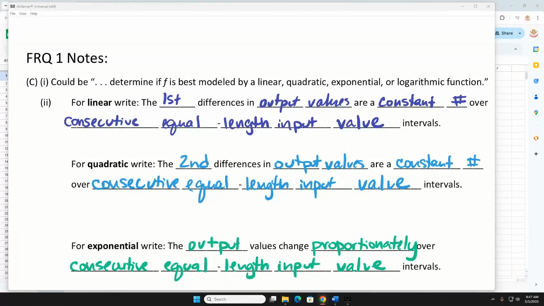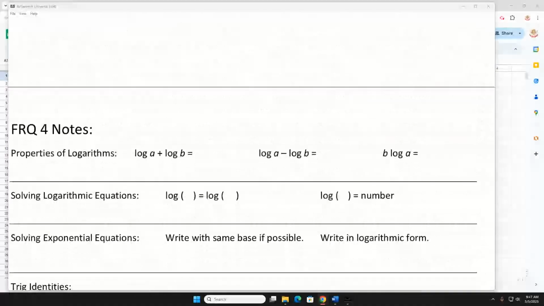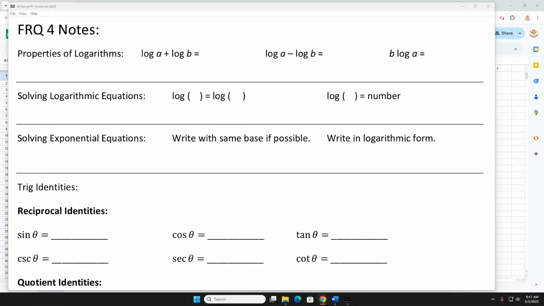Okay, FRQ4, last one. There are so many different things I can put on here, so I put a whole bunch of little notes for you all to go through with you. So first is the properties of logarithms. More than likely you'll have to use one or maybe all of these properties of logarithms.